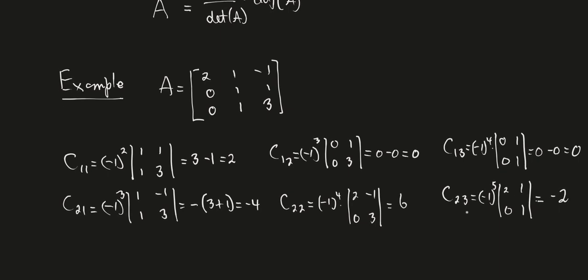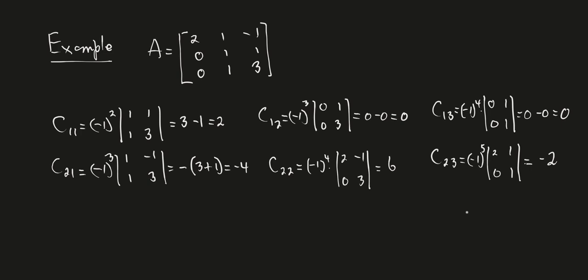Alright, well, we're 2/3 of the way done. We've got 3 more cofactors to go. So C31 is -1 to the 4th power times. Now, remove the third row, first column, so I'm left with 1, -1, 1, 1. So we have 1 minus -1, so that's 2.